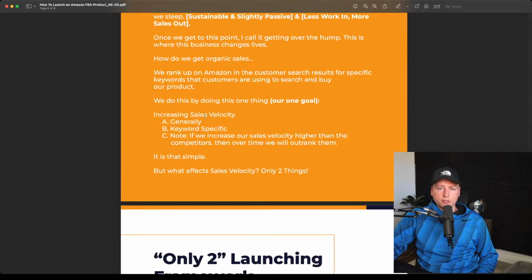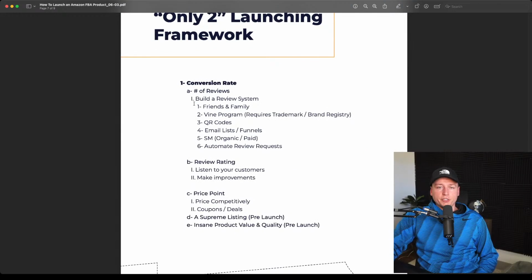Where is it? It's under conversion right here. So you start with friends and family, the Vine program, and automated review requests. Once you get that down, start going here, add one more in, swap one that's not working for something else, and give it a try.